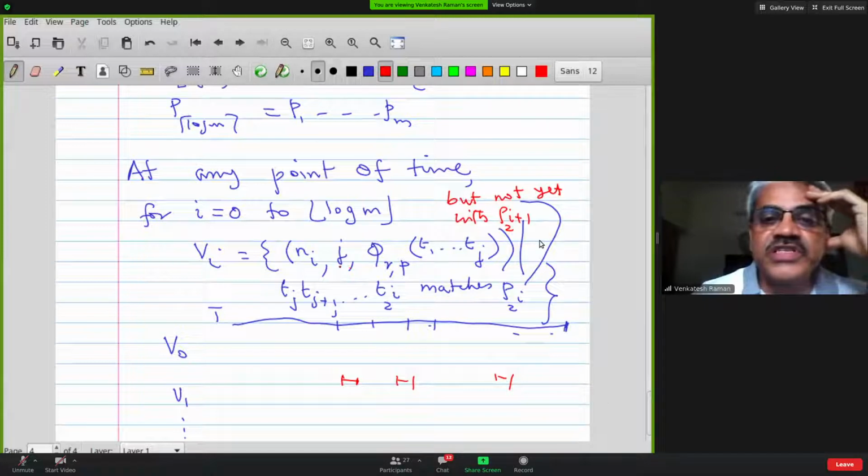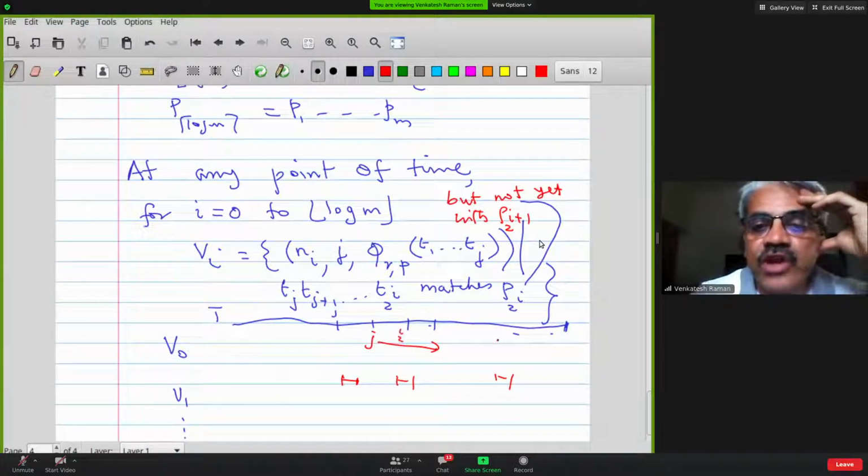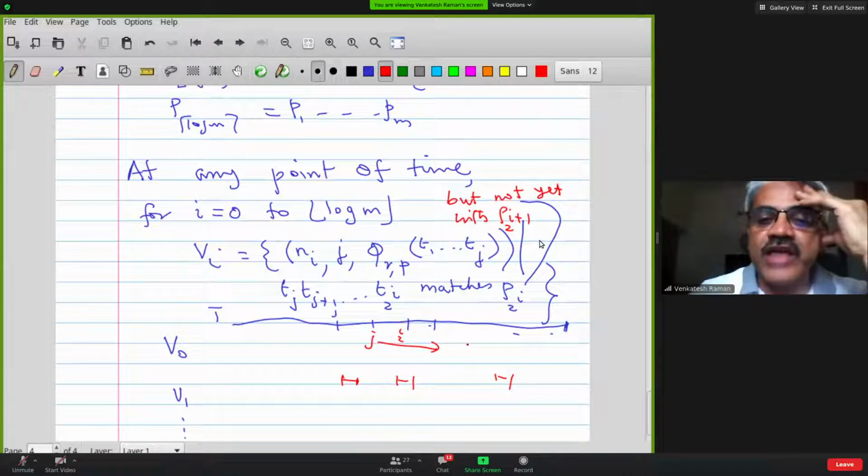And this position J means that starting at position J, I match P 2 power i, but not yet. It's a potential match for 2 power i plus 1 because I have not yet seen that many extra characters to realize whether this matches the next 2 power i of the prefix of the pattern or not.